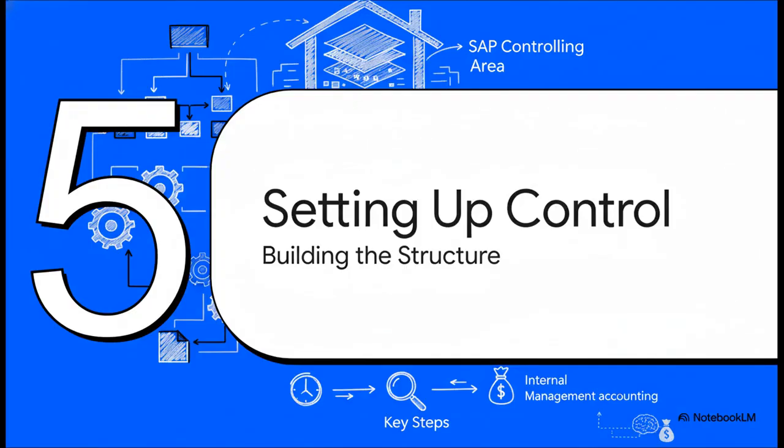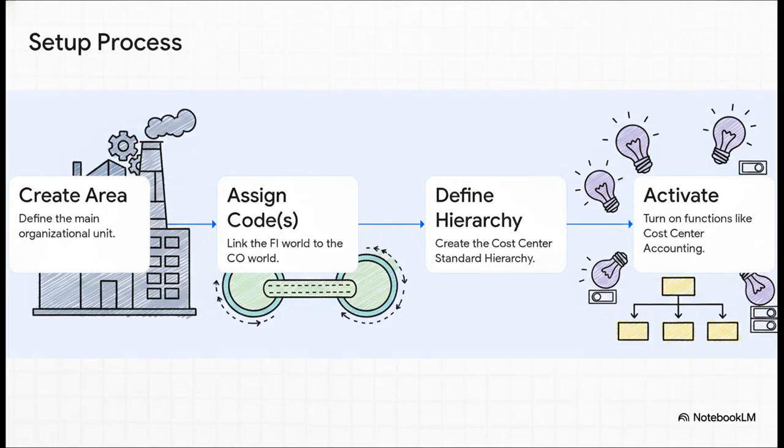So you might be wondering, how do you actually build this structure inside SAP? Let's take a quick peek behind the curtain at the key steps for setting up a controlling area. At a high level, it's a pretty logical flow when you think about it. First, you have to create the controlling area itself, that main container. Then, you assign your company codes to it, you build that bridge for the data to flow. Next, you set up a standard hierarchy to organize all your cost centers neatly. And finally, you have to activate the specific tools or components that you actually plan on using.